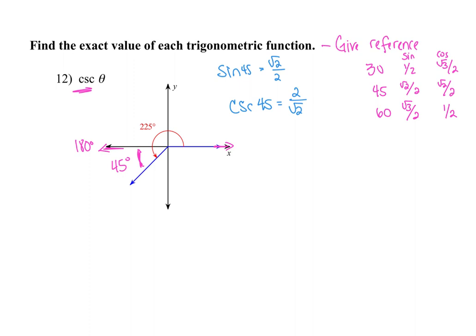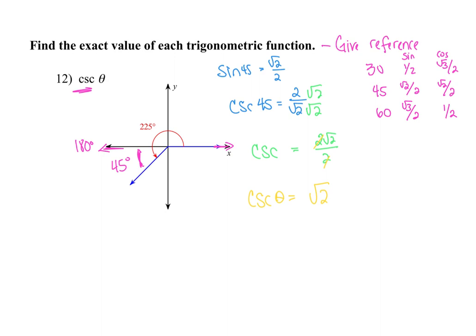Do you think I'm going to leave it like that? No, I'm not. I need to get that radical out of the denominator. So my cosecant here is going to be 2 square root of 2 over 2. Reduce it one more time. The cosecant is going to be the square root of 2.